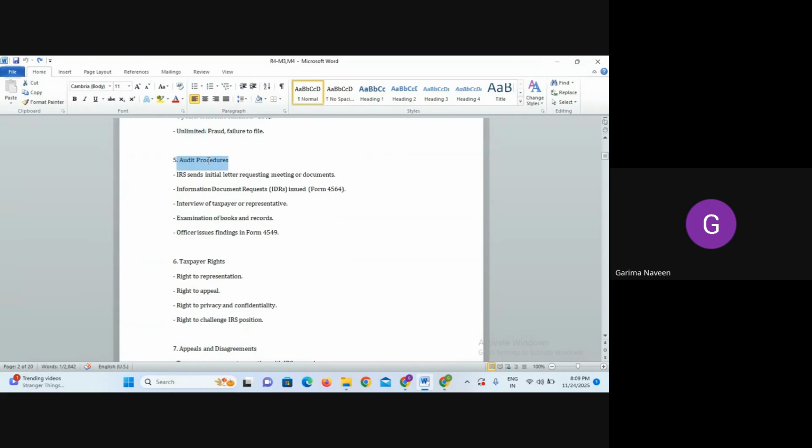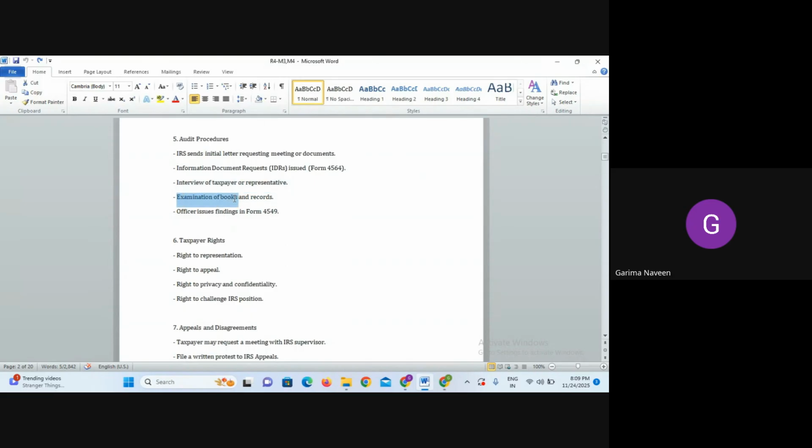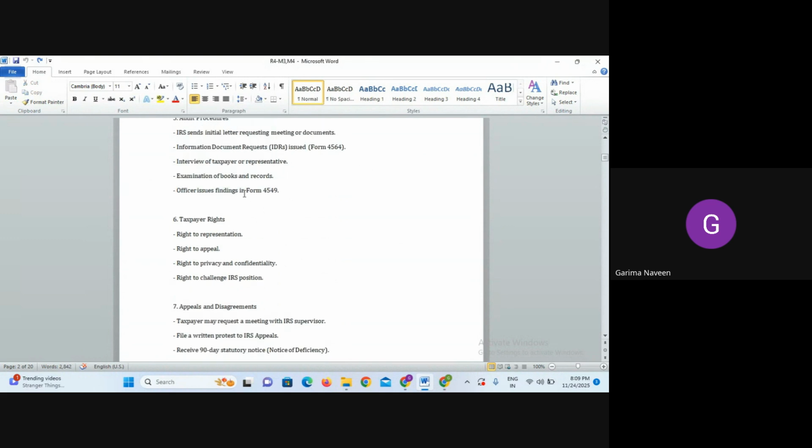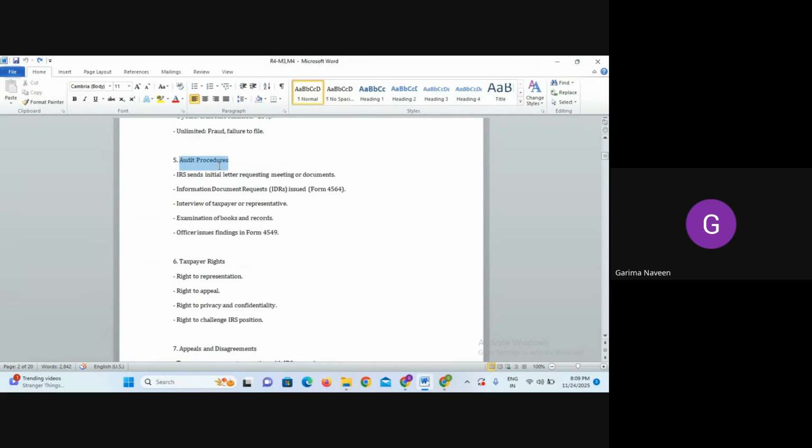Next is the audit procedure. So how is the audit procedure basically done? First of all, the IRS sends an initial letter requesting a meeting or documents. They may issue an information document request. Then they may interview the taxpayer or the representative. Then comes the examination of books and records. And the officer issues findings on Form 4549. So this is the process. This is how the audit is done.